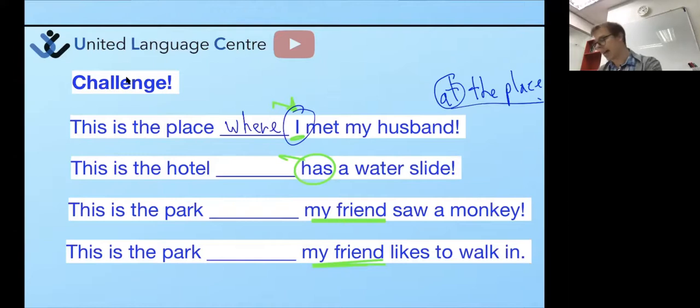Good. Has, remember, we already know our has rule. If you see has, we need to use a which, or remember, the that is also okay. Which or that.